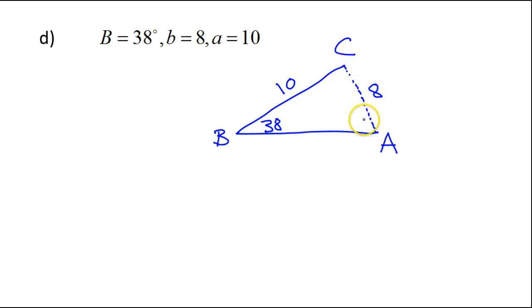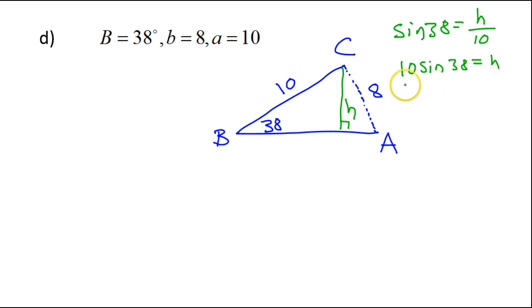Before I go further, I need to check and make sure that I can make a triangle out of this. And the way I can check that is by calculating the height of the triangle. I can find the height by doing the sine of 38, which will equal opposite over hypotenuse. Multiplying by 10 on both sides, I have 10 sine 38 is equal to the height. Punch that in your calculator real quick.